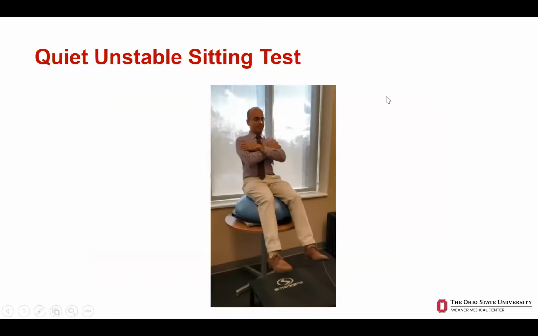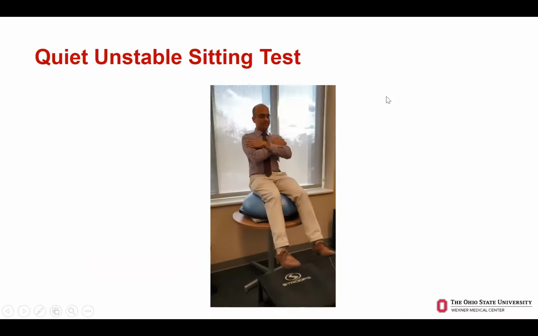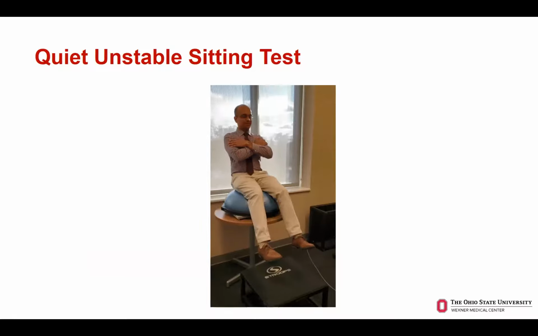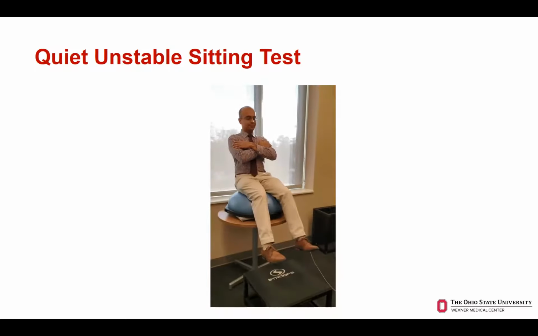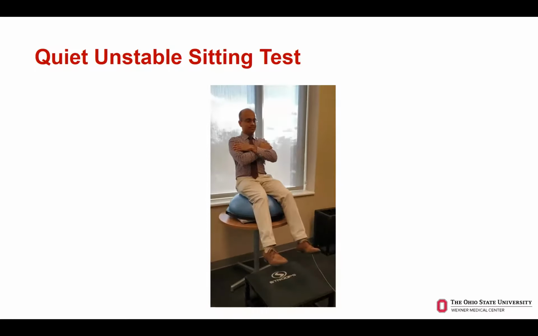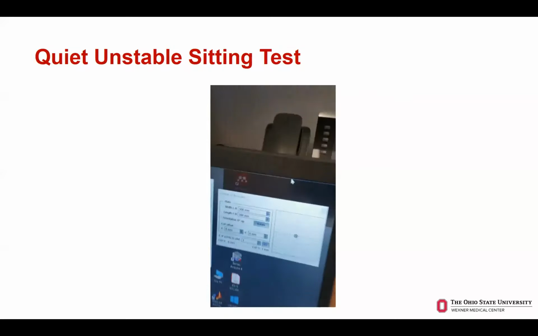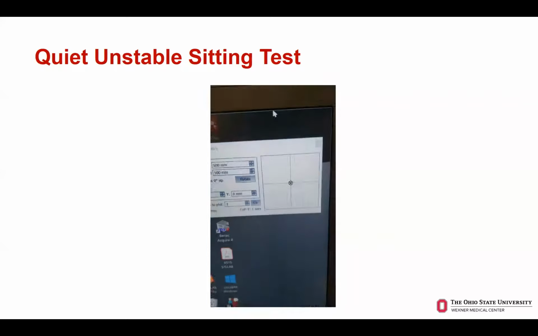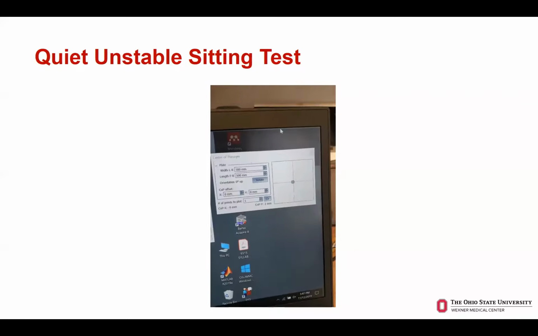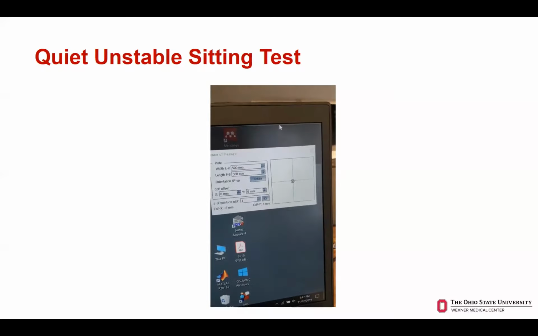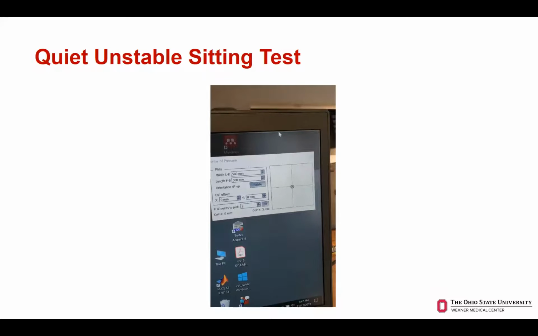So this is me in clinic. That's not me doing yoga. That's me doing the QUEST, the quiet unstable sitting test. This is a half Bosu ball with a force plate, and that's my center of pressure right there. You have to close your eyes for 2 minutes and stabilize yourself with your arms crossed like this. It's hard to do for 2 minutes. I'll spare you what happens at 2 minutes here. But what happened was I started swaying.